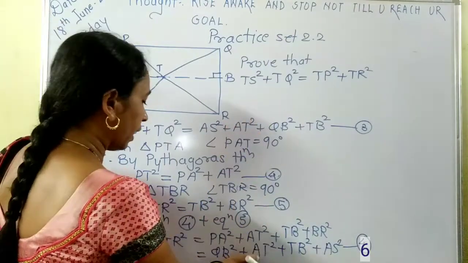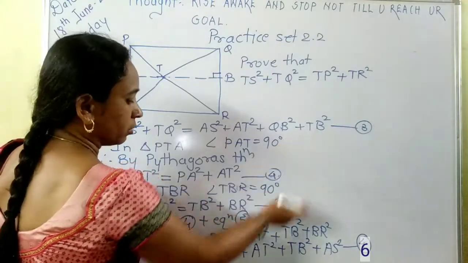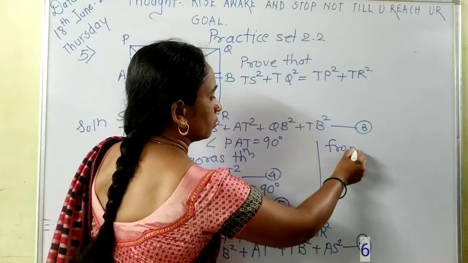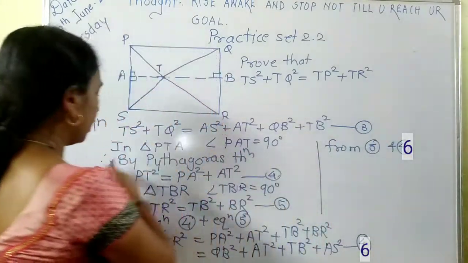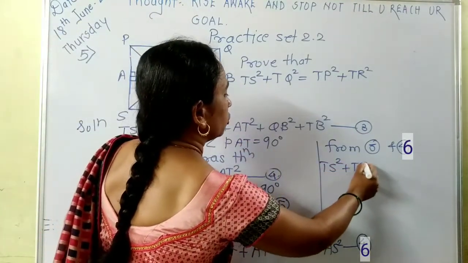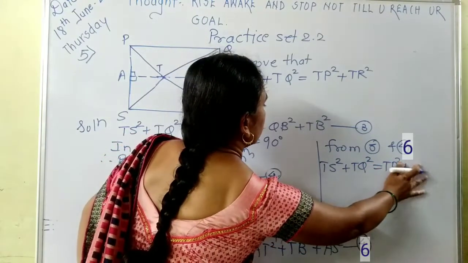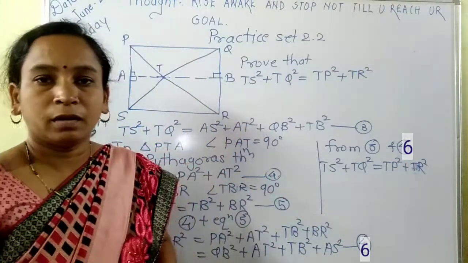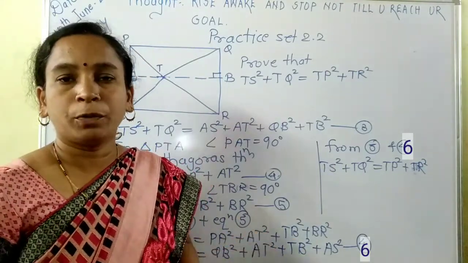So from the third and fourth equations, if you observe the AS square and QB square here, this term is also equal. So we will get that their LHS are also the same. That means TS square plus TQ square is equal to TP square plus TR square. Here we have completed practice set 2.2. I hope you have understood it.